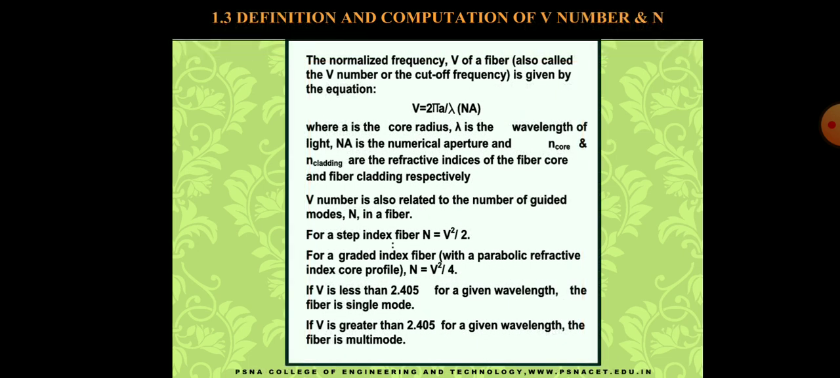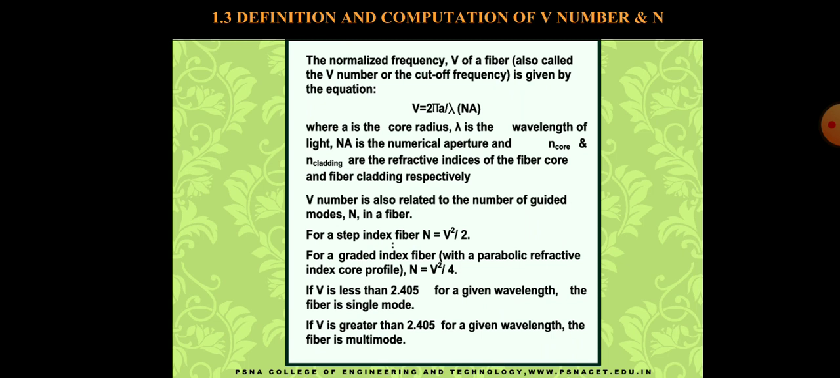And the next slide, definition and computation of the V number and N. The V number is also called the cutoff frequency, which indicates the normalized frequency of the fiber. It is defined by the following formula: V is equal to 2 pi a divided by lambda times the numerical aperture. Kindly keep the V number formula in your mind, because it is used to analyze single mode and multimode fiber cable in the upcoming sections.